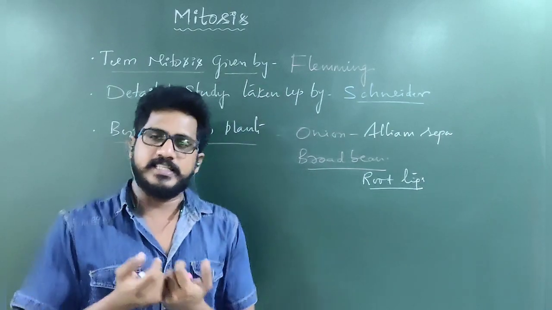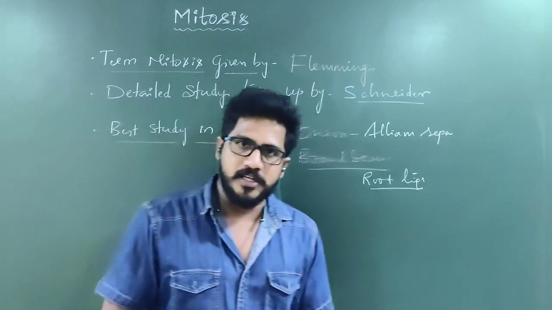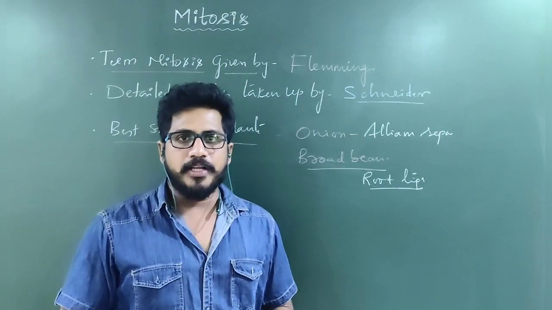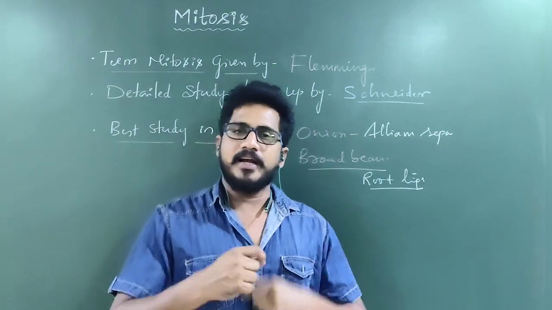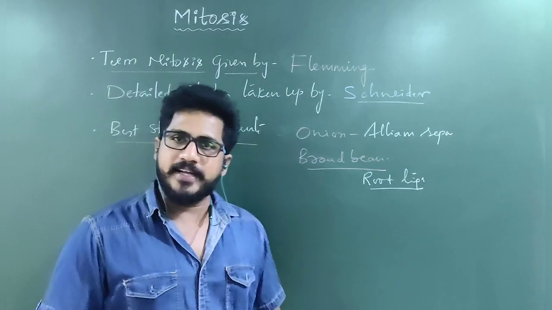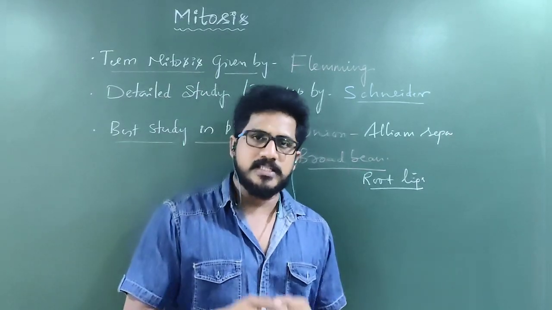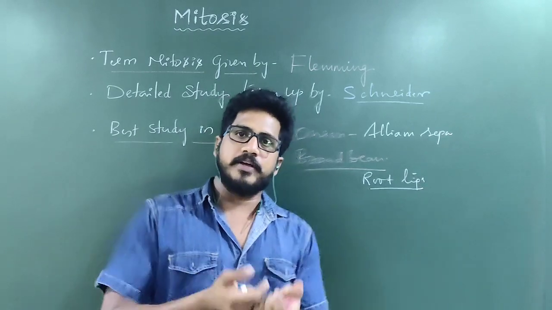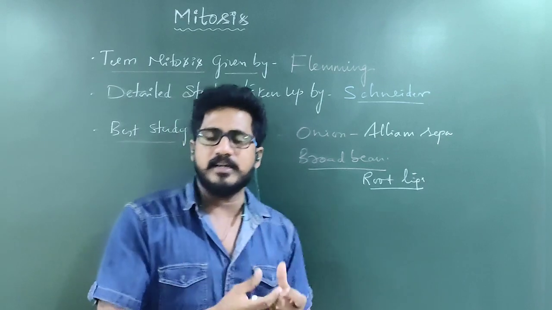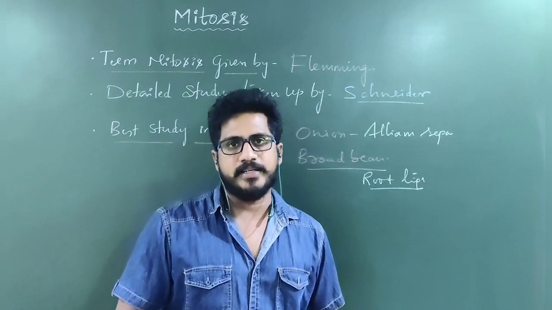Sometimes some cells are in the rest phase, sometimes they are in function. If they are in division, definitely, in the root tip of the onion, meristematic tissue is present. It is always dividing. So that is the reason root tips are taken for the study of mitosis. Somewhere you can observe prophase, somewhere metaphase, somewhere anaphase, somewhere you can observe clear cytokinesis or karyokinesis.